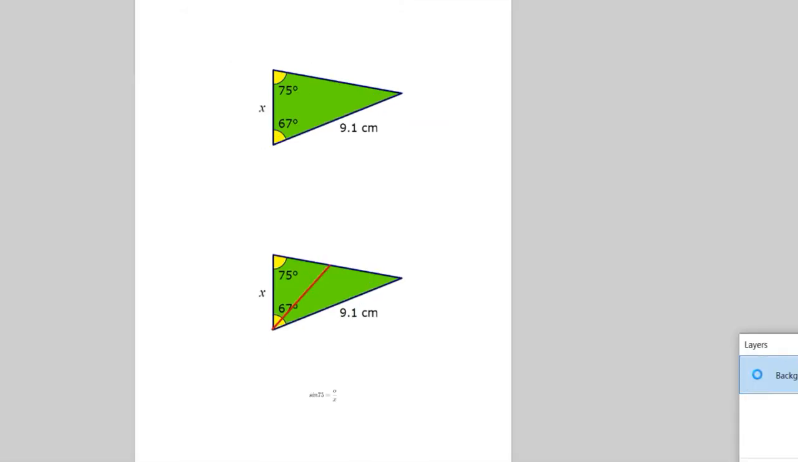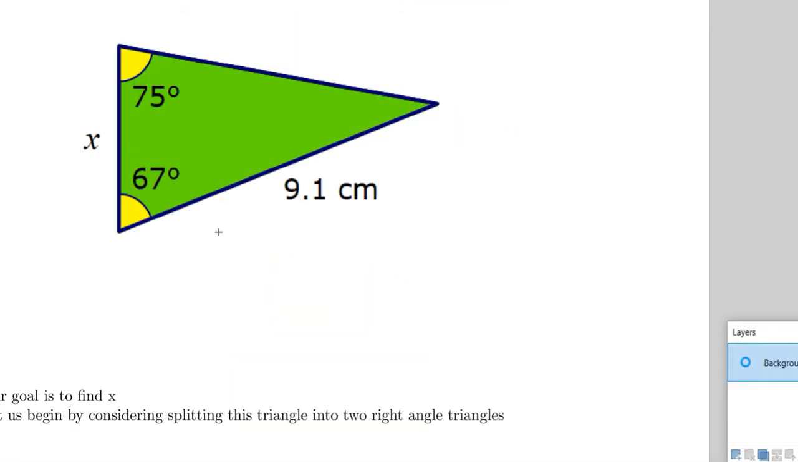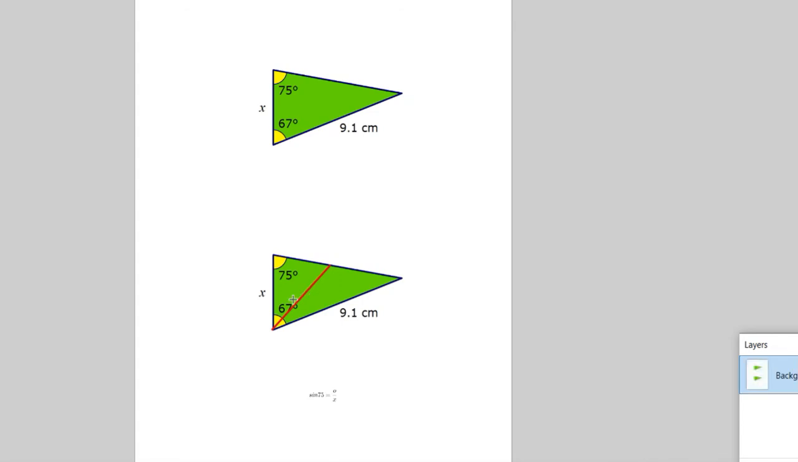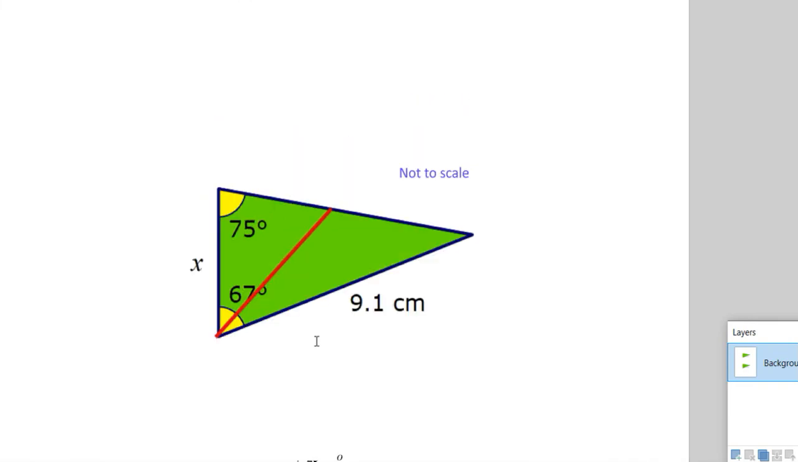So what I'm going to do instead, before I decided to split it right down the middle like this because it's easy to visualize, this time I'm going to split it here. And again, one thing to be aware of is this is not to scale. It's not to scale at all, mainly because you can see that this is not a 90-degree angle at all.